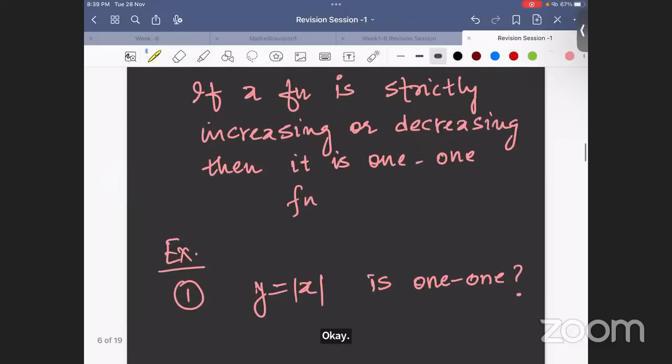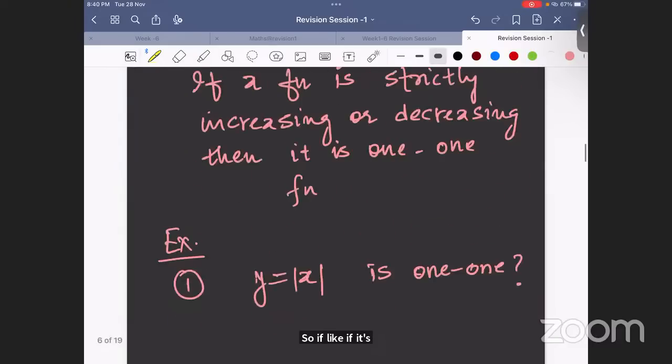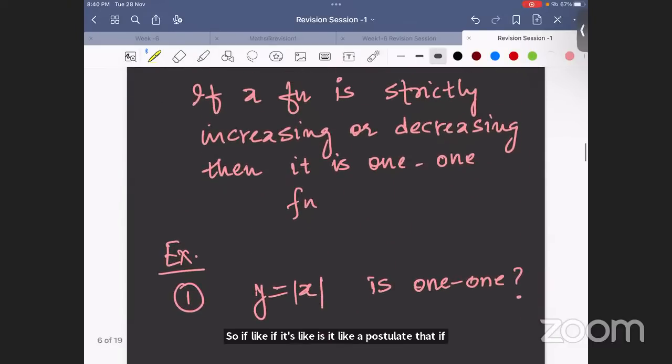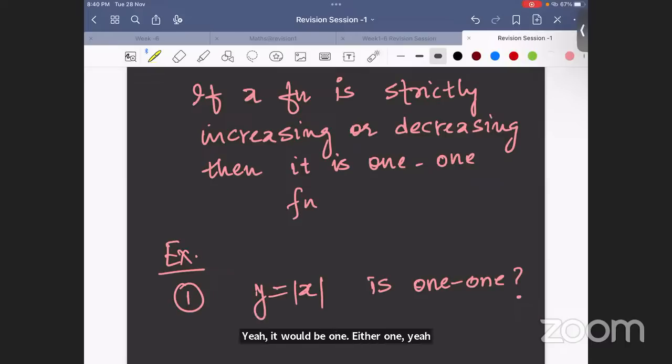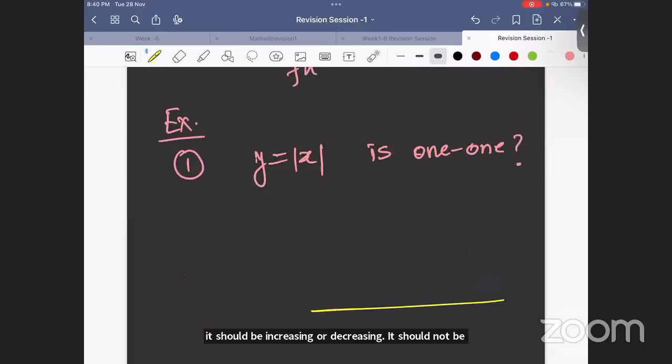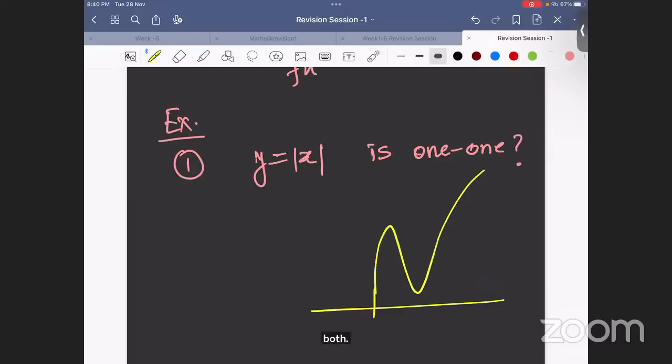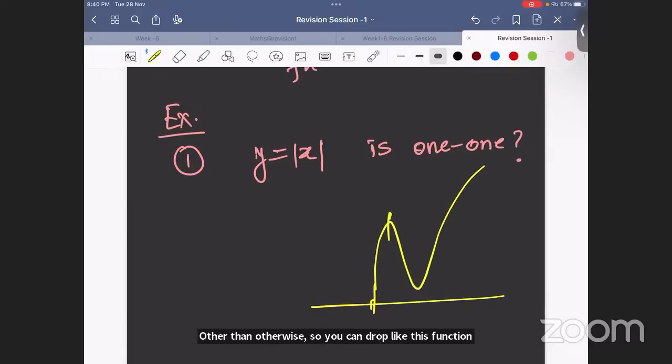Sir, is it like a postulate that if it's strictly increasing or decreasing, it would be 1-1 only? Yeah. It should be either of the two, not both, in whatever the domain it is. Otherwise, you can draw a function like this: for this interval it is increasing, and then again it's decreasing, and then again it's increasing.